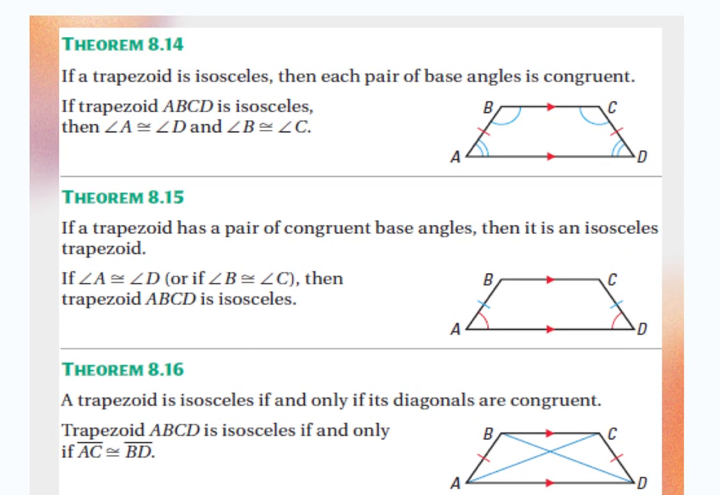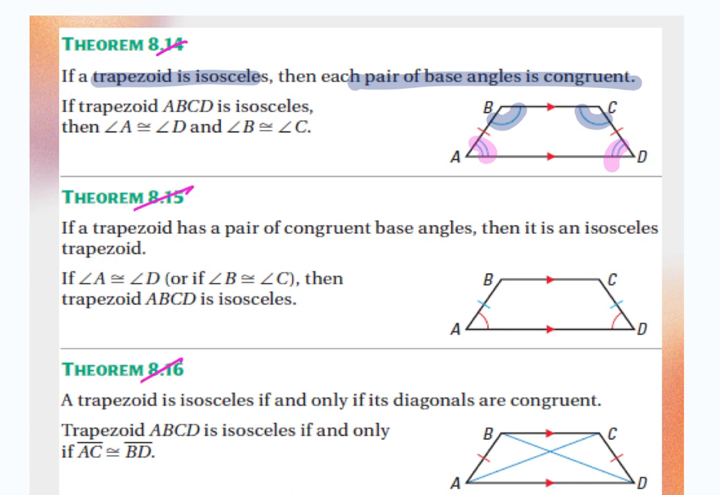These are our properties of trapezoids. So theorem 814, you just ignore that number, okay? And what it says is important. That if a trapezoid is isosceles, each pair of base angles is congruent. So this pair, B is congruent to C and A is congruent to D.